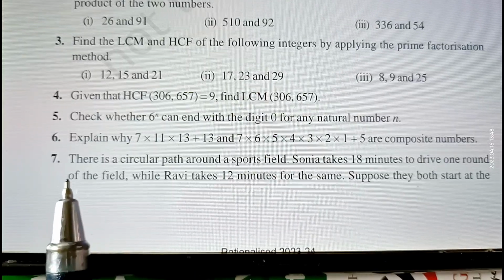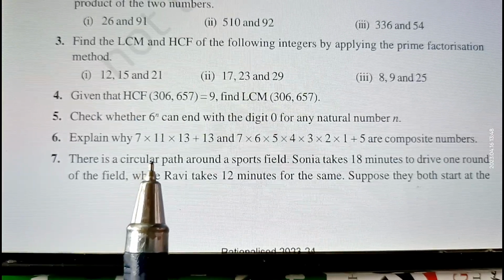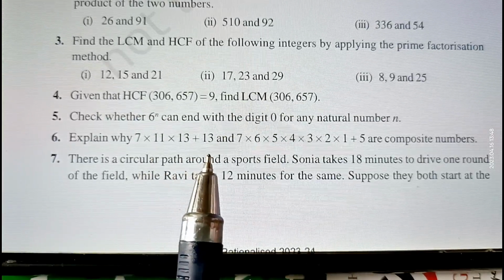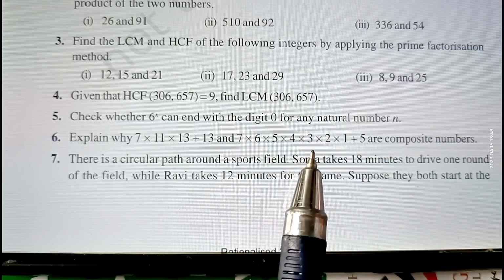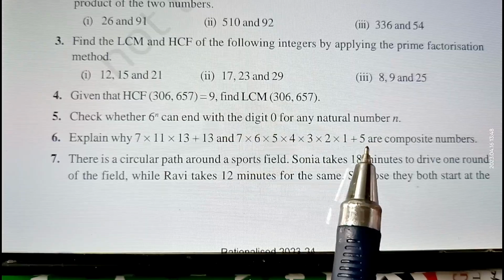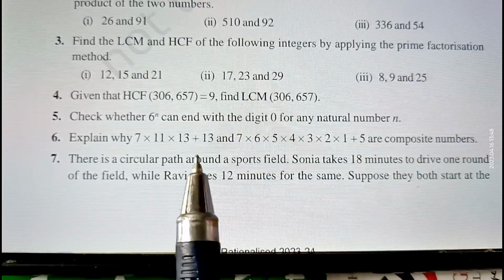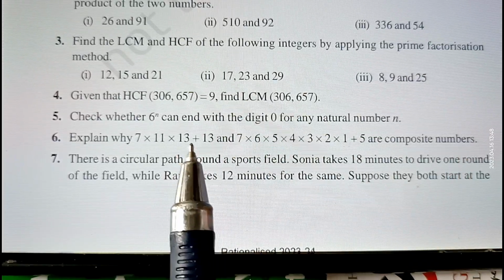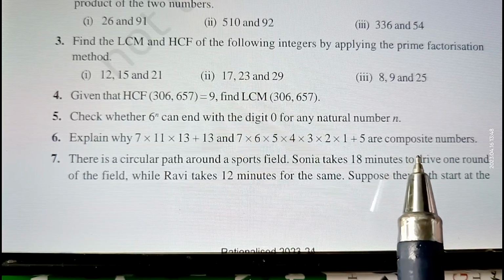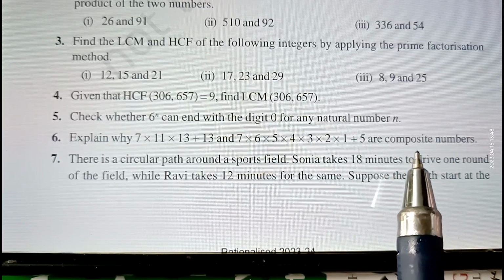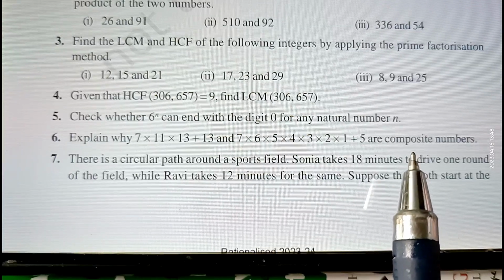Now question number 6 is, explain why 7 into 11 into 13 plus 13 and 7 into 6 into 5 into 4 into 3 into 2 into 1 plus 5 are composite numbers. Let me show one out of these two. Now the first question is, what are composite numbers? Composite numbers are those natural numbers having more than 2 factors.